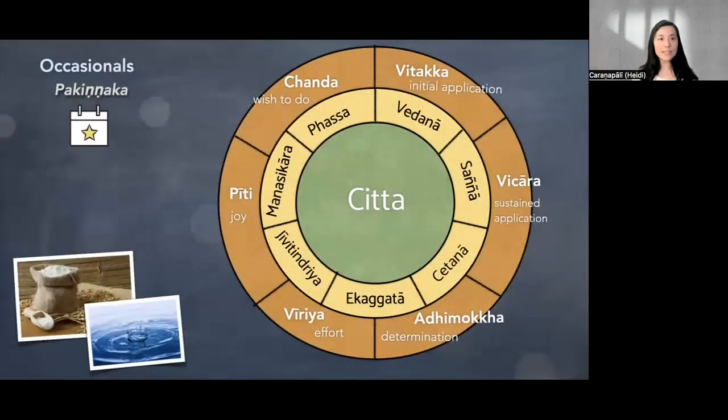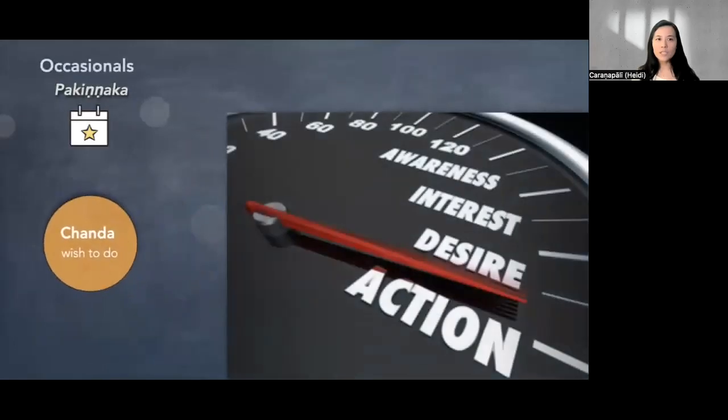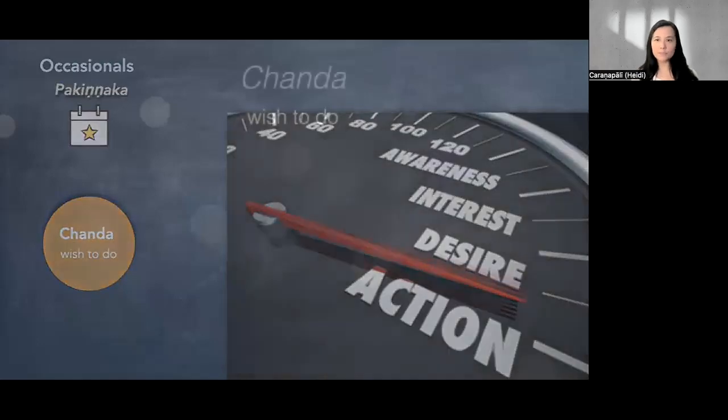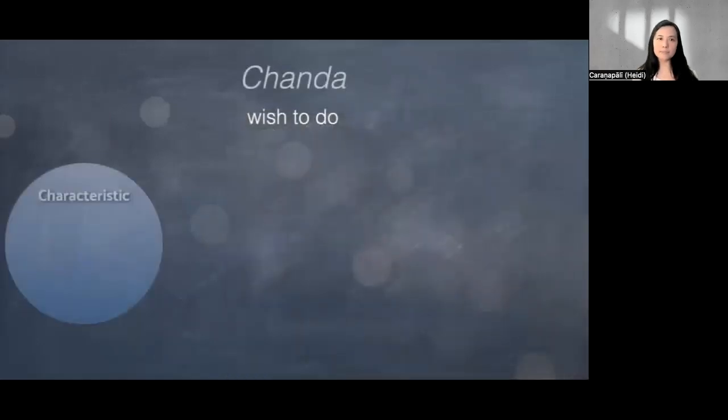So let's go to the last one of the Pakinaka, occasionals, Chanda, wish to do. Now, Chanda is the mere will to do. It's just wanting to do something. It is different from Lobha, from desire and attachment. Chanda here just wants to perform an action. So let's see its characteristic.